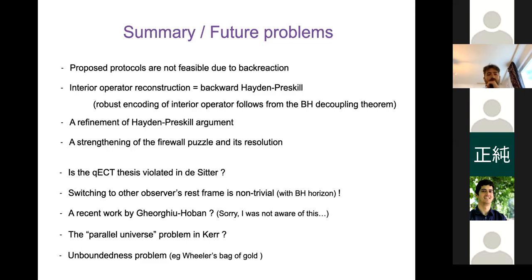Now, some future problems. I am very interested in whether this is violated or not in de Sitter space. Obviously, the normal dS/CFT correspondence would map the system to non-unitary CFTs. A non-unitary CFT is unreasonably powerful, so I don't think this is a good way of addressing this question. But this is something I'm very interested in. And it seems to me that switching to other observers' rest frame is quite non-trivial in the presence of black hole horizons, and I really want to understand this more precisely.